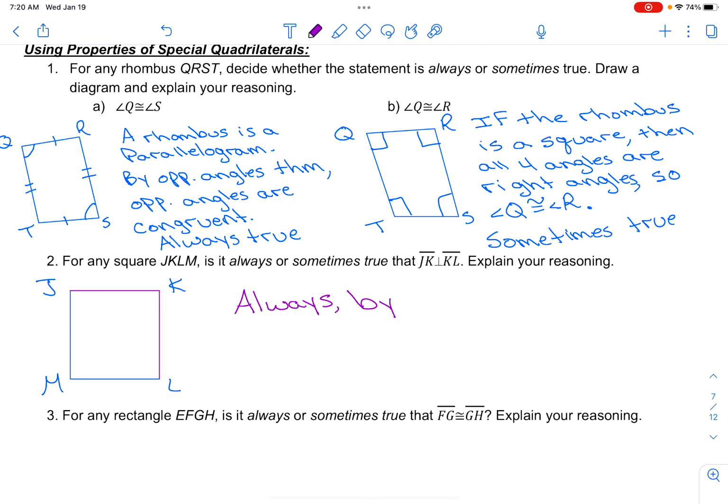So by definition, a square has four right angles.